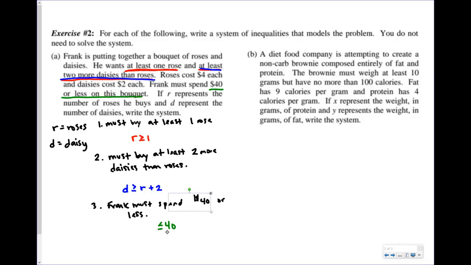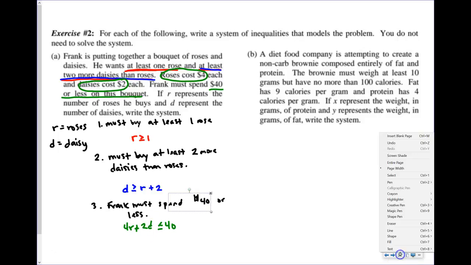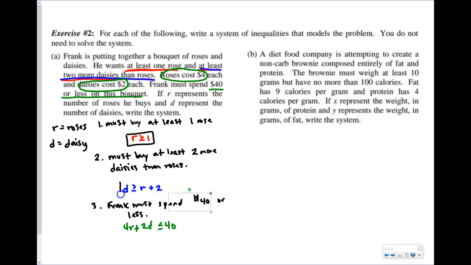And now I'm going to put the cost of the roses. Roses cost $4, so I'm going to have 4R. And daisies cost $2, so I'll have plus 2D. And these are my 3 equations to my system. Remember, a system can have more than one equation to it. So these are my 3, and if I were graphing these, I would graph all 3 and find out where they intersect. Okay?